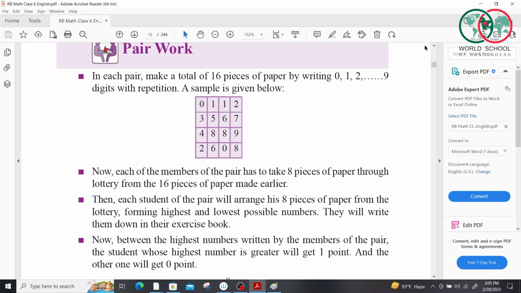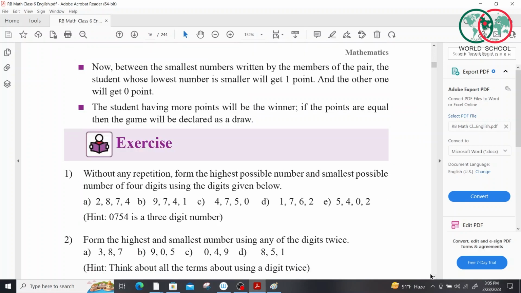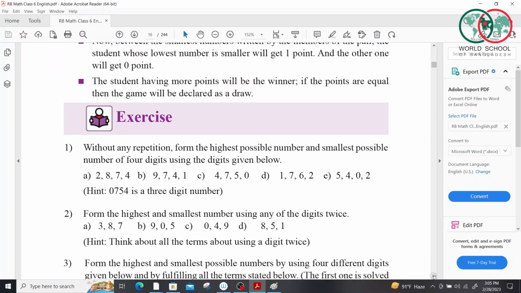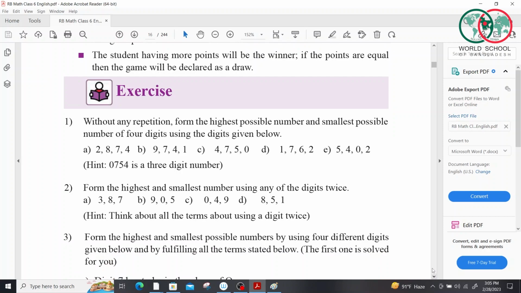So suppose you are 2 people playing, you will write 0 to 8 on pieces of paper, then you will fold them, then you randomly pick them, and one will say the number. Whoever gets the highest number will get 1 point, and whoever gets the lowest number or digit will get 0 points. That's basically to learn the order of the digits. Okay, now we go to our exercise.